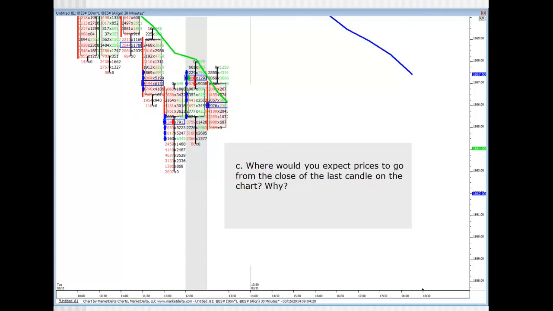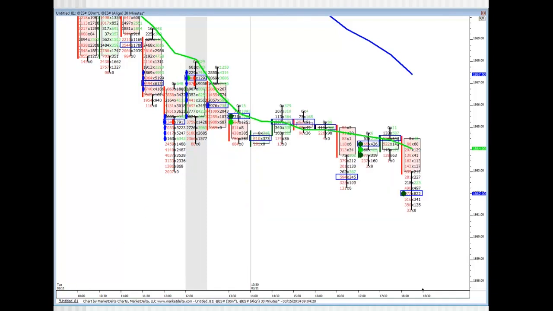Where would you expect prices to go from the close of the last candle on the chart, and why? Well, we would expect them to move lower, and for pretty much all the reasons that we have just discussed. And sure enough, take a look at what happens. Prices do continue lower. And we do start to see some KVT level 1 and level 2, but they don't amount to much in terms of a push higher, and we're continuing.